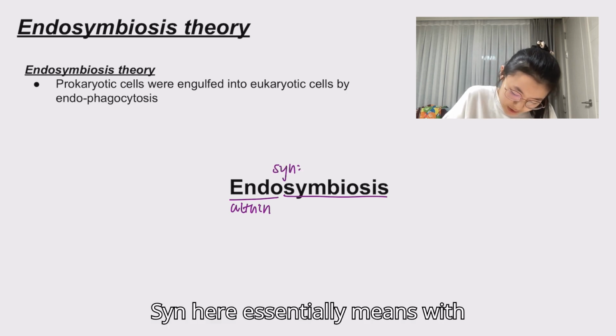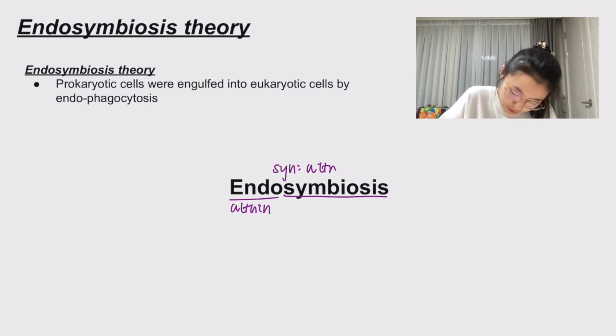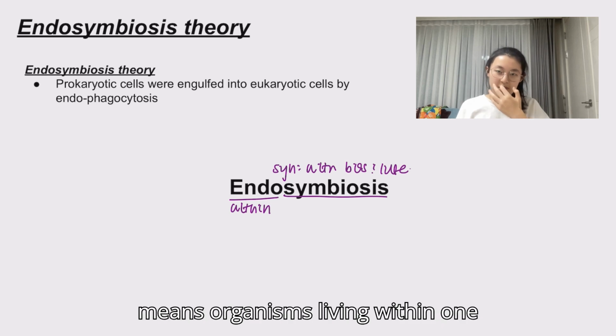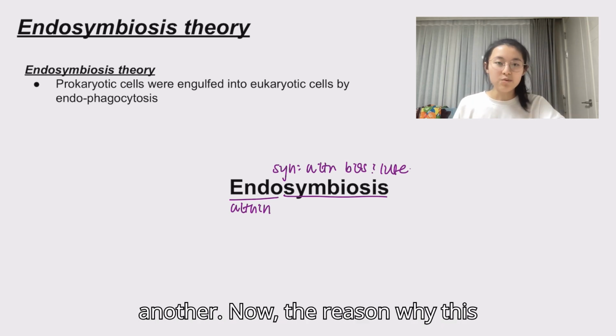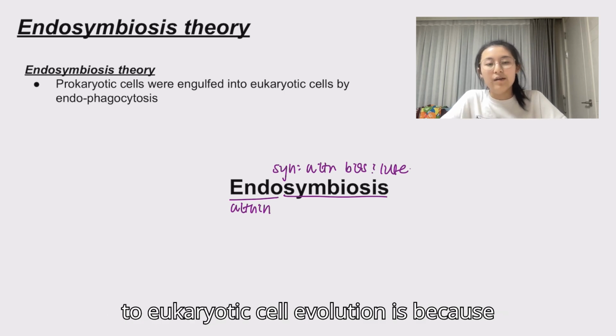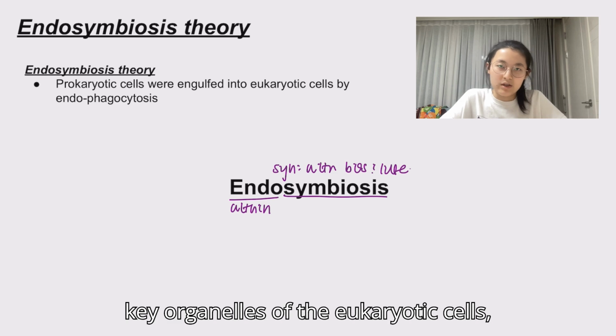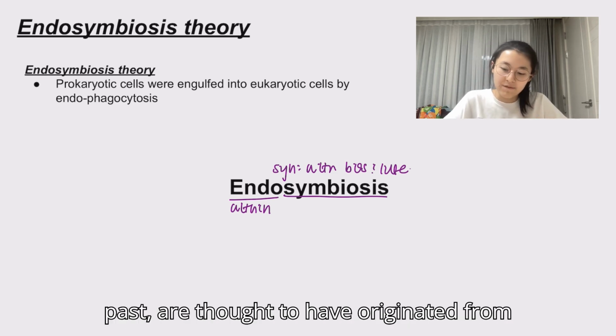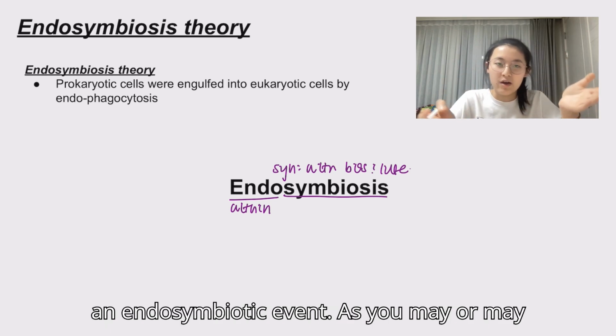Now, the term endosymbiosis is composed of the Greek prefix endo, meaning within, and symbiosis, meaning living together. Syn here essentially means with, bios meaning life, and together it essentially means organisms living within one another. The reason this theory is considered a cornerstone of eukaryotic cell evolution is because key organelles of the eukaryotic cell, such as the mitochondria or the chloroplast, are thought to have originated from an endosymbiotic event.